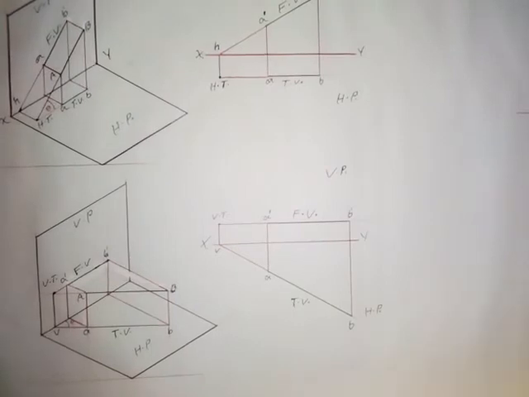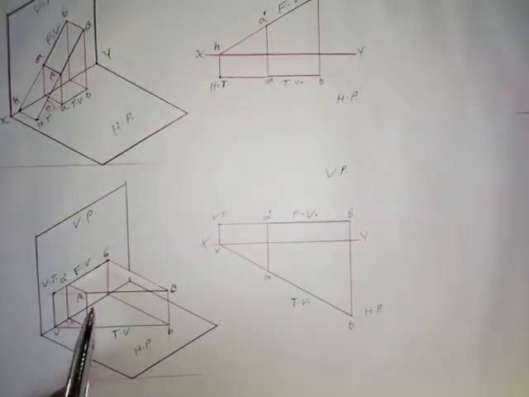Now, when we talk about the vertical trace: when a straight line is inclined to the vertical plane, the point of intersection of the line with the vertical plane is called the vertical trace. I said when a line is inclined to the vertical plane, the point of intersection of the line when produced on the vertical plane is known as the vertical trace.